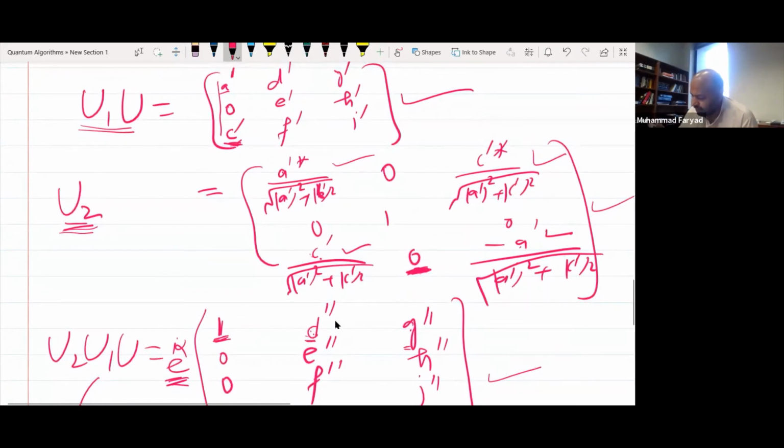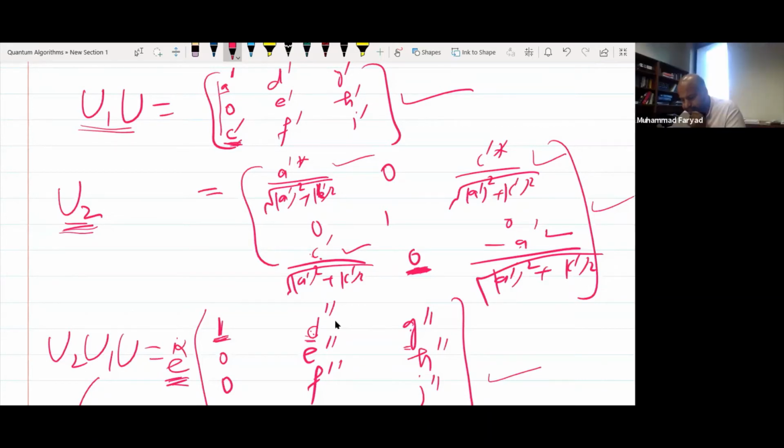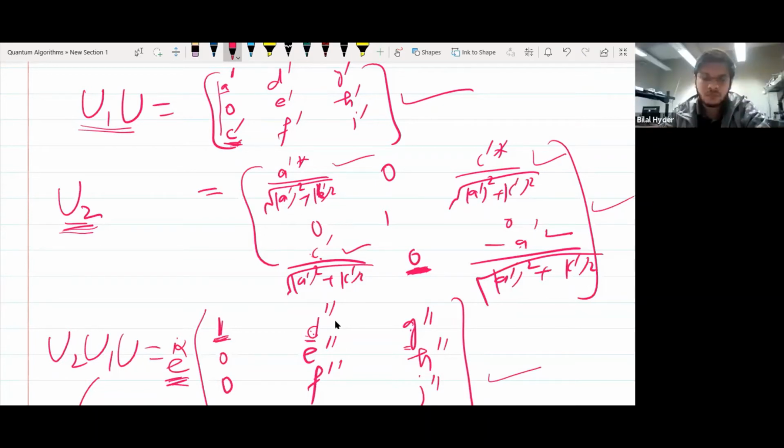So sir, how are we sure that it will only be a phase, the first term, which was a double prime? That's a good point, because it could be a number with a magnitude that is not 1.